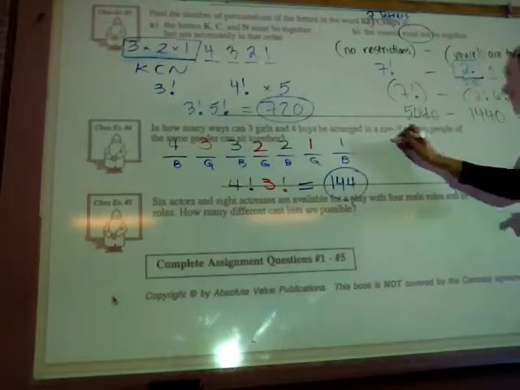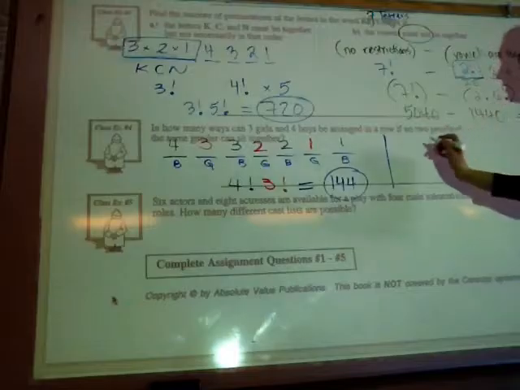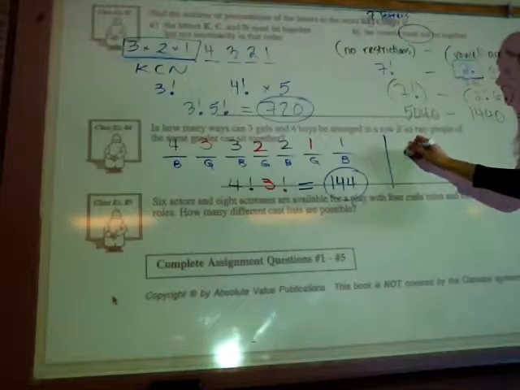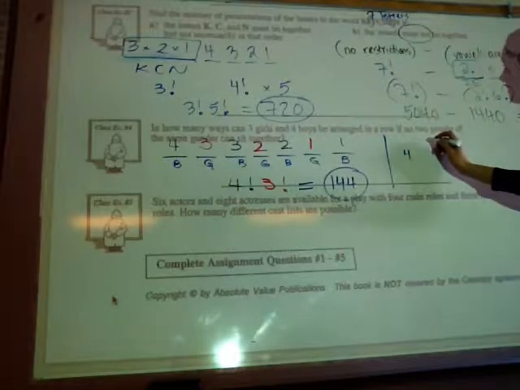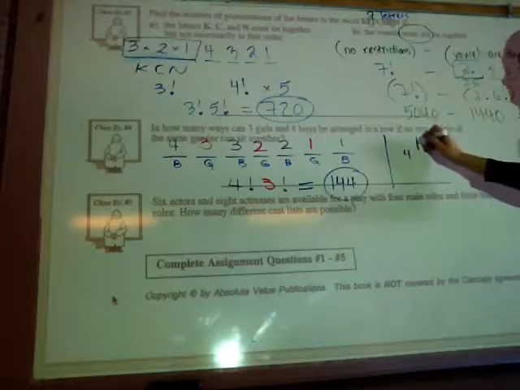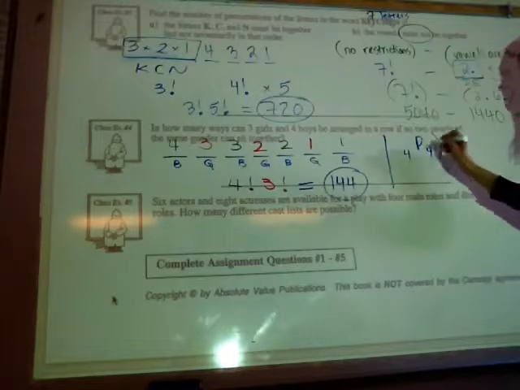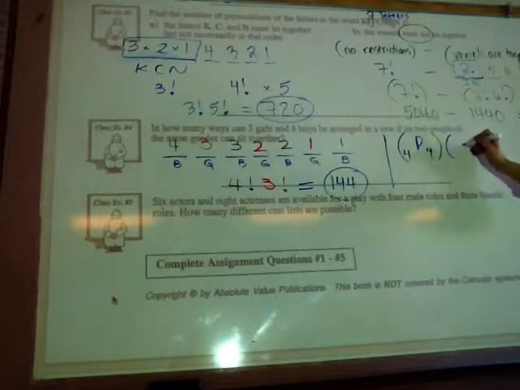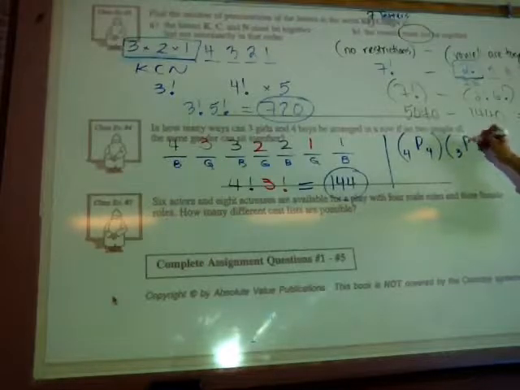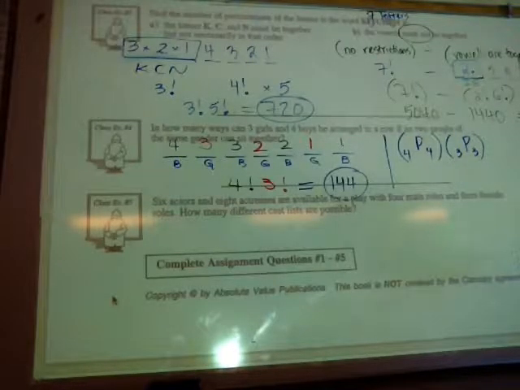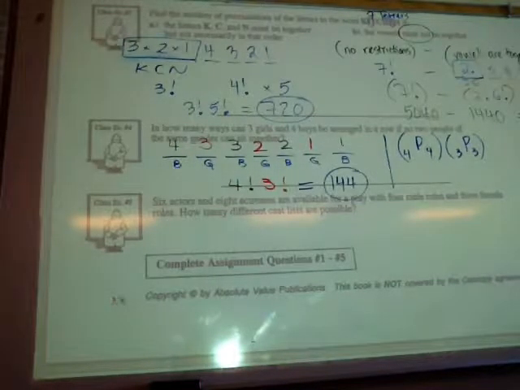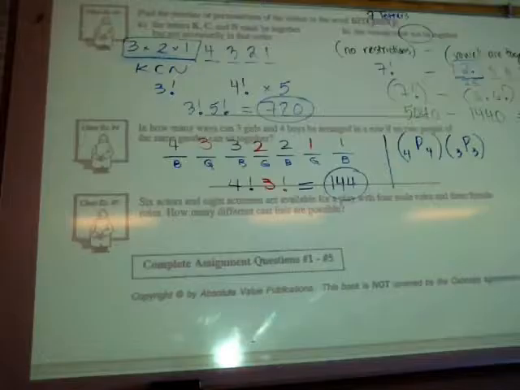So the other way we could have solved this, we had 4 boys, and we had to pick 4 boys. And we had 3 girls, and we had to pick 3 girls. So if you multiply this, I'll show you how you can do this in your calculator. Can you explain that notation? I don't completely understand it.